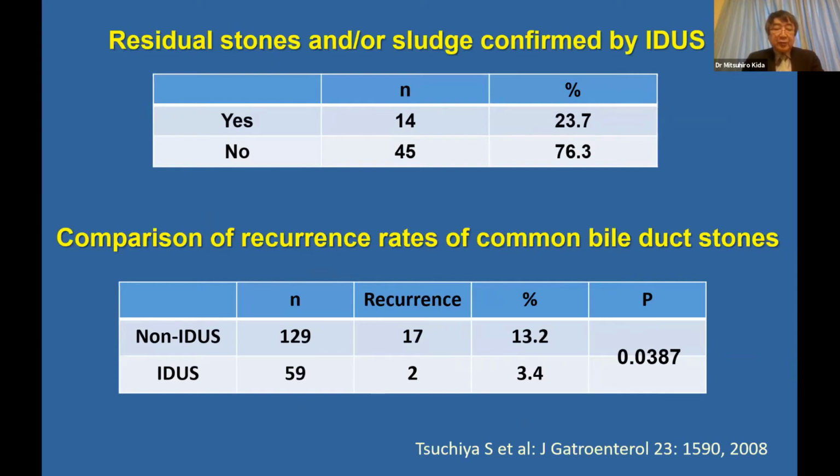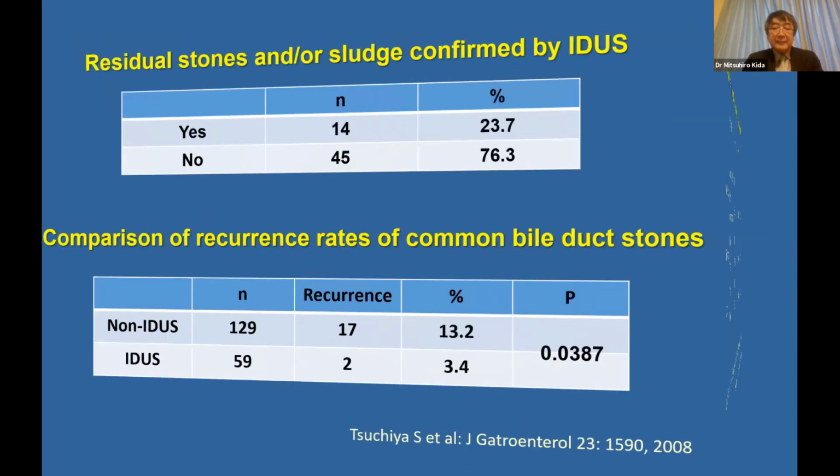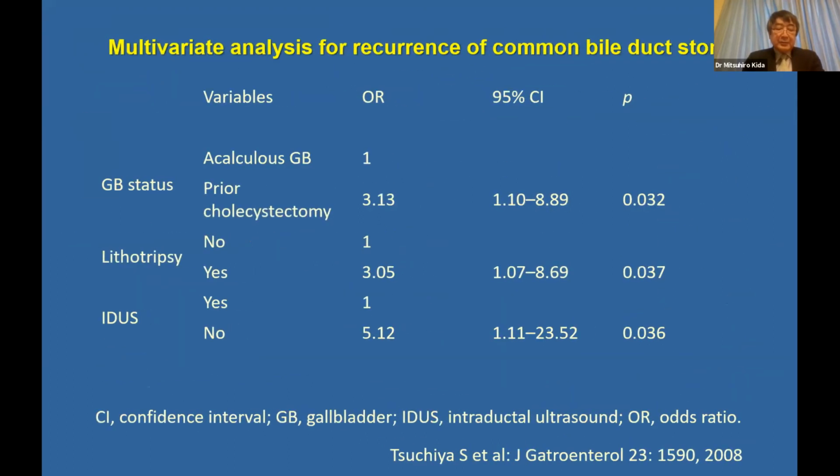Concerning bile duct stone recurrence, the recurrence rate was 30% in the non-IDUS group, but in the IDUS group it is only 3.4%, with a significant difference. This is the multivariate analysis. Bile duct stone recurrence without IDUS was a risk factor for recurrence, same as cholecystectomy and lithotripsy.